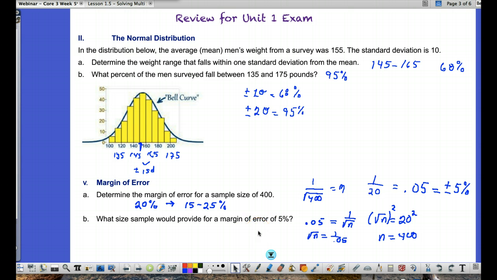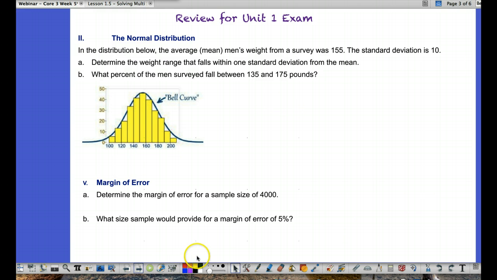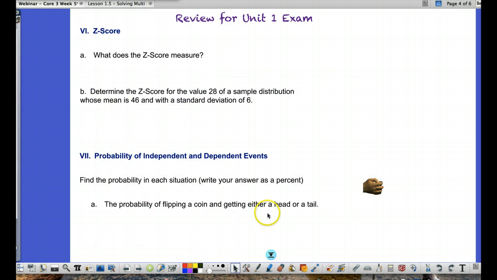Okay, any questions on margin of error, what it means, anything like that? You guys feel good? Evan, you good? Okay. All right, well, that's really all there is to margin of error for our purposes.